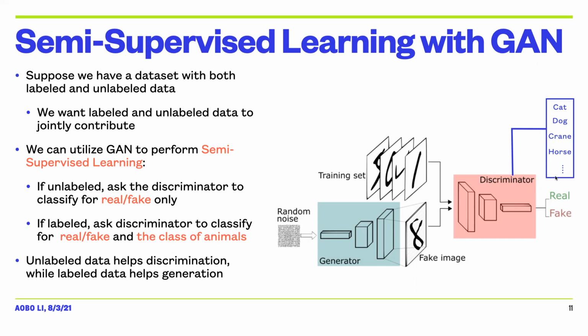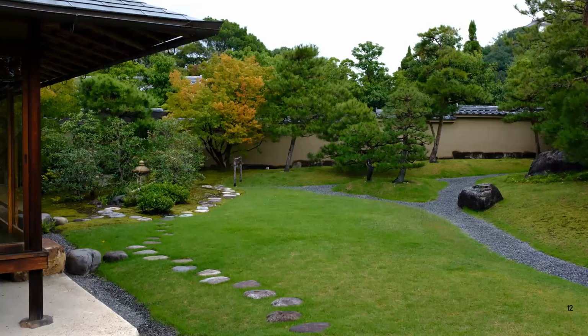And the unlabeled data will help you with discriminating. Well, this is actually reversed. The idea is that unlabeled data will also help the discriminator to discriminate, while the labeled data will also help the generator for the generation purpose. Okay, this is the first module we have. Are there any questions?